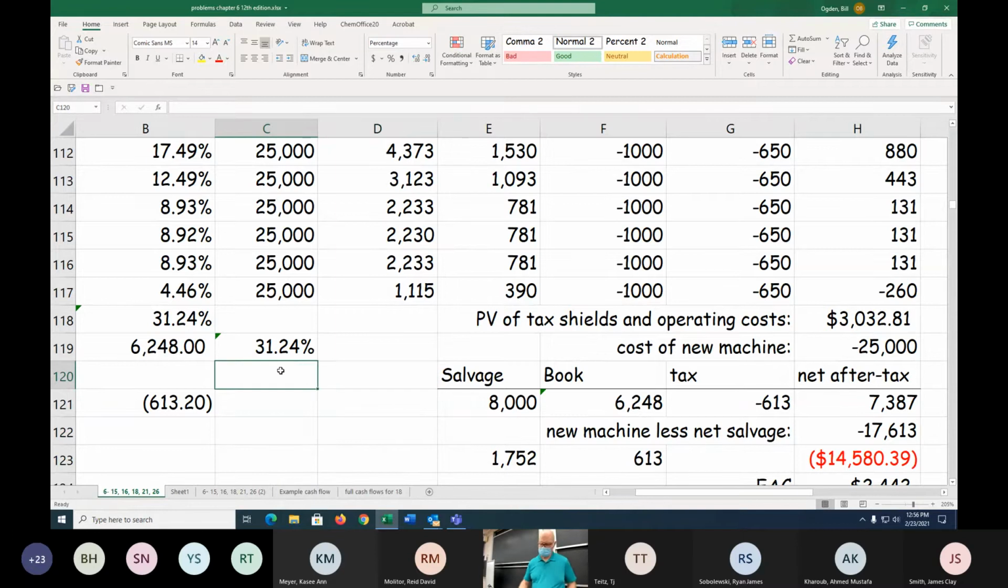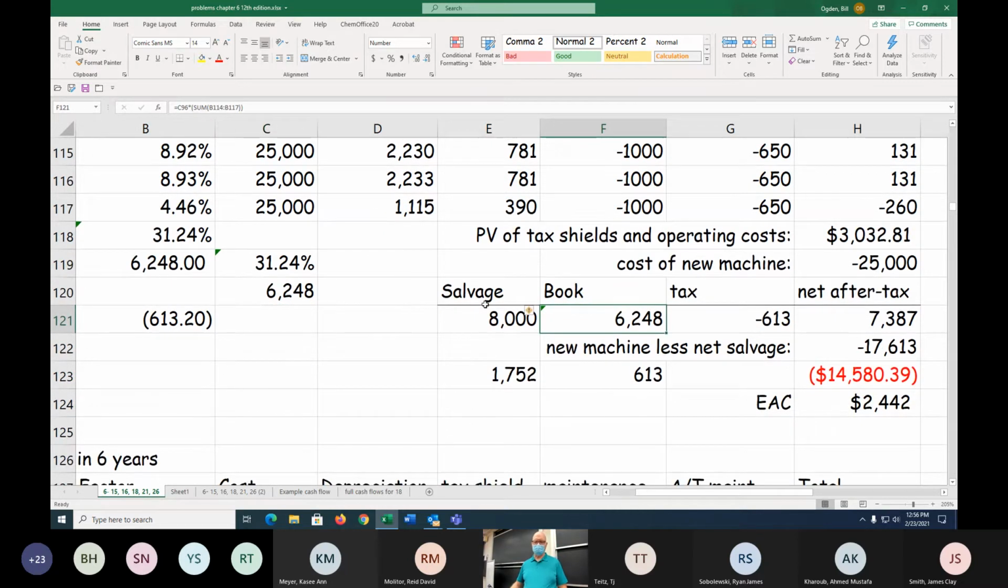Start again. So equals number times 20. Of course, that's what we have to do. Percentage, don't we? Okay, let's do this one. That's where I got the 6248 here.